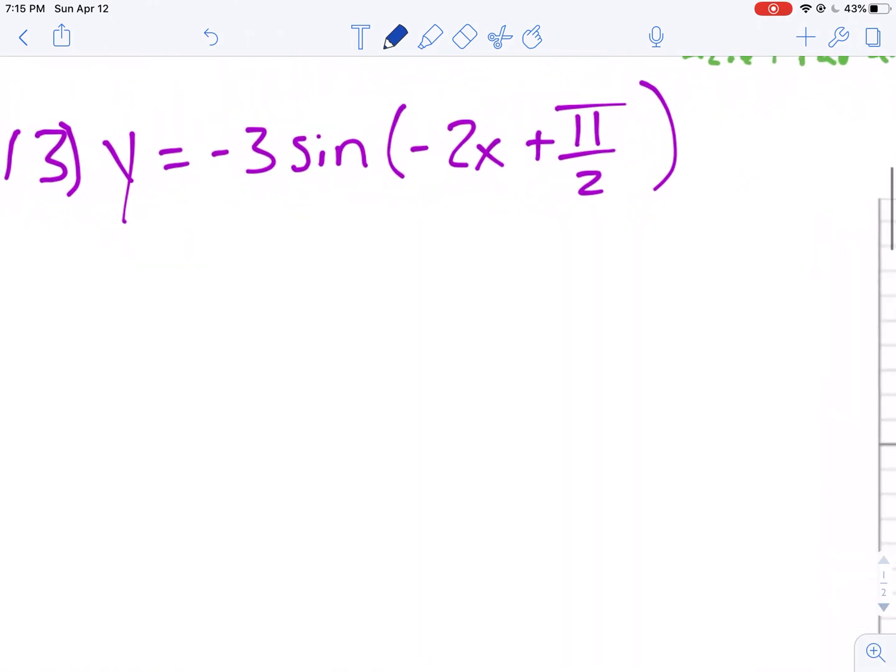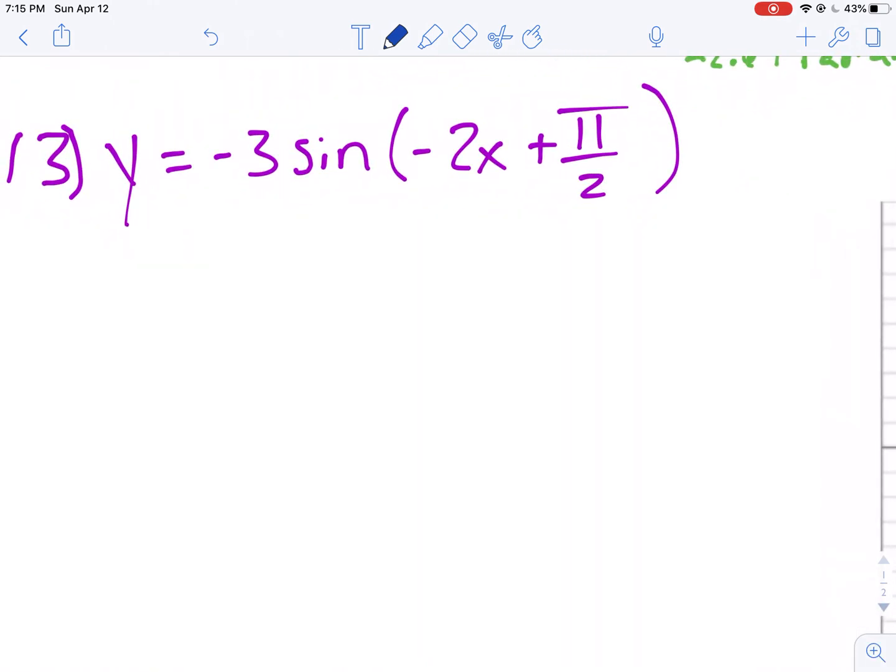I'm going to look at number 13 now. This one's a little bit more straightforward. The thing that is tricky about it is I've got two negatives here, so I'm just going to have to start dealing with that as it is. My amplitude here is the absolute value of -3, so my amplitude is still 3.